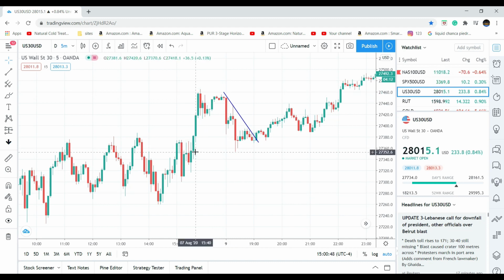Right here we have a nice trend line break, but we also have supply and demand. We have demand right here. Now, if you don't know what supply and demand is, I'm just going to give you a quick version. Basically, you're waiting for smart money to come in the market. How can you tell? Well, you can look at the candles. Look at the candles.